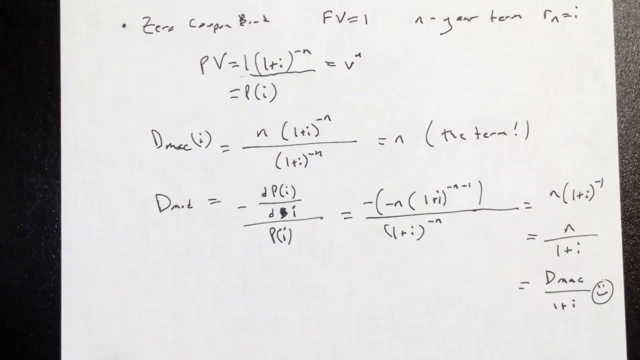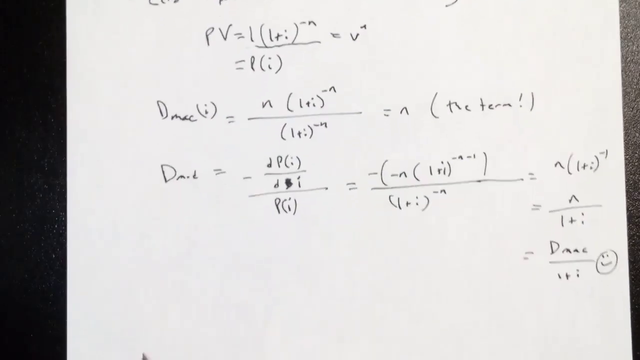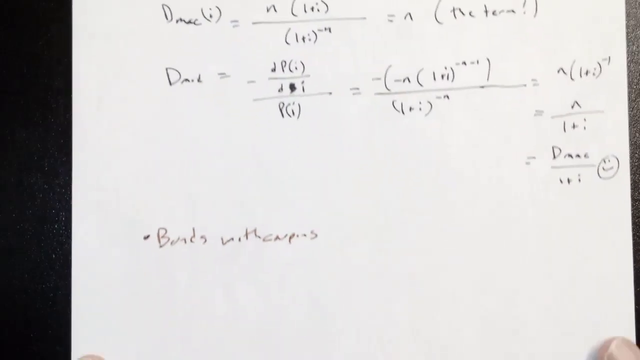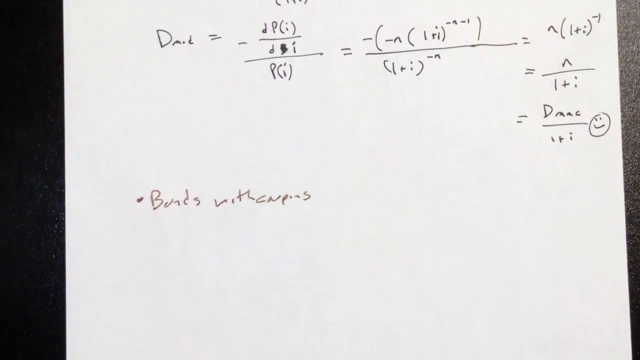All right. So with a zero coupon bond, the Macaulay duration is the term of the bond, and the modified duration divides by 1 plus I exactly the way we wanted it to. What about coupon bonds? Let me go back to our idea of the Macaulay and the modified durations.